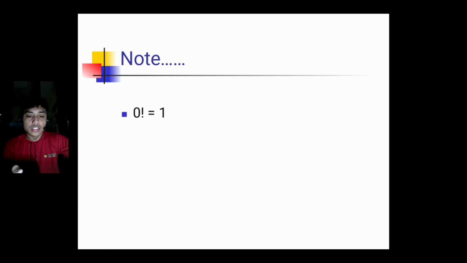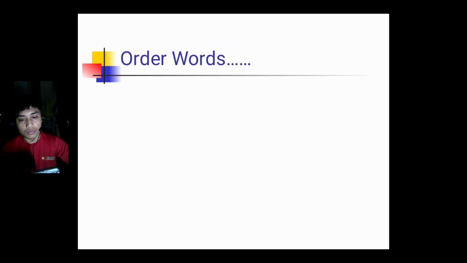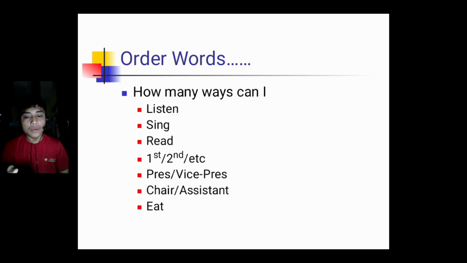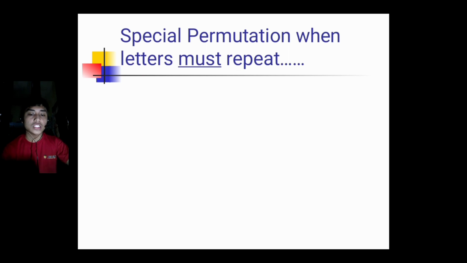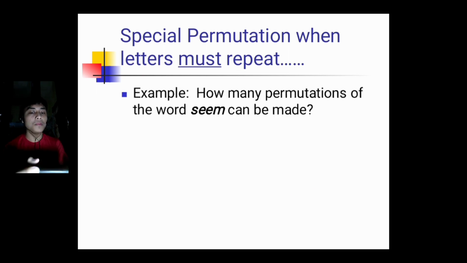So, note, like I said, 0 factorial is always equal to 1, and 1 factorial is always equal to 1. So, in other words, how many ways can I arrange, for example, president, vice president, and so on? Parang gano'n lang sa ating permutation, no? So, special permutation when letters must repeat. How many permutations of the word SEEM can be made?